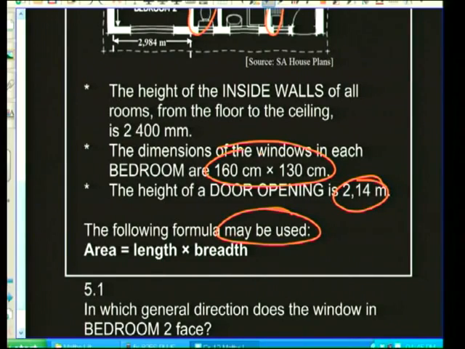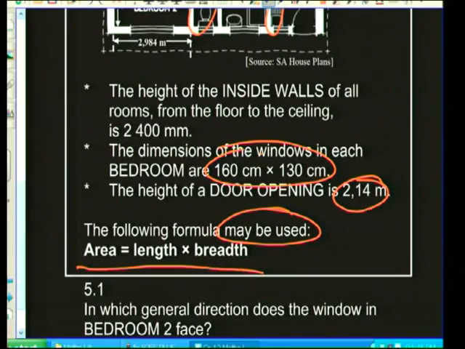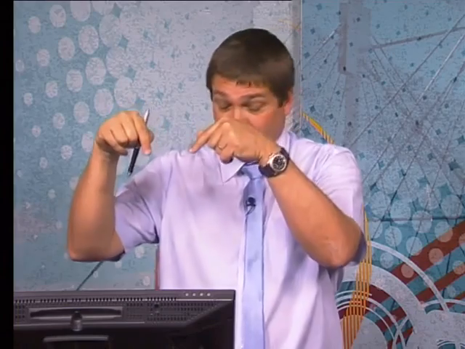The following formula may be useful. I love it when examiners say that. They say, you know what, the following you might want to use. In other words, what they're actually saying, folks, is, hey, you will use this. So let's use it. And this is what they give you. Area is equal to length times breadth. Oh my goodness. You know what, folks, for a paper 2, for the examiners to give you this formula, that the area of a rectangle is length times breadth, you should know that by now.